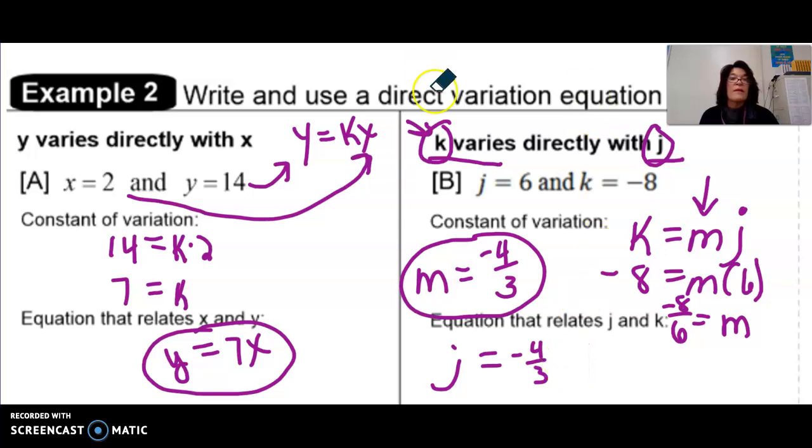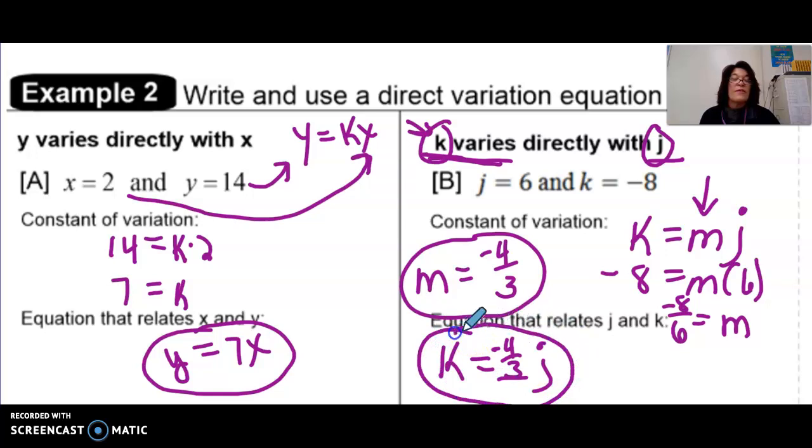Oops, I'm sorry. I said it backwards. It's K varies directly with J. I have to read it the right way. So K equals something times J. I just found that something. It's negative 4/3. The first letter goes first. So K equals negative 4/3 times J. Be careful with this, putting the letters in different places. You really have to keep it straight in your head.